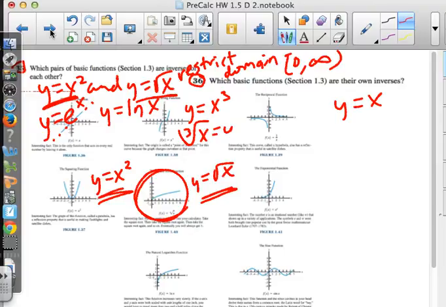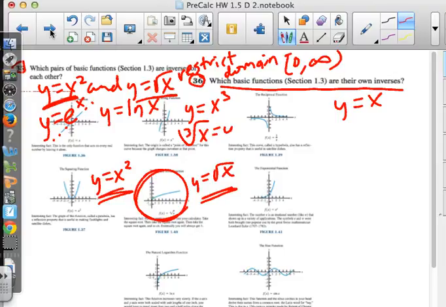Y equals e to the x and y equals the natural log of x. Those are inverses of each other. There's no restrictions on the domain for that. And then for 36, y equals x. Remember I had talked about earlier being its own inverse, but that's not the only one.